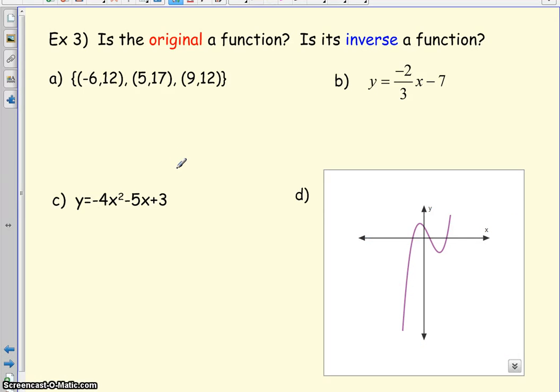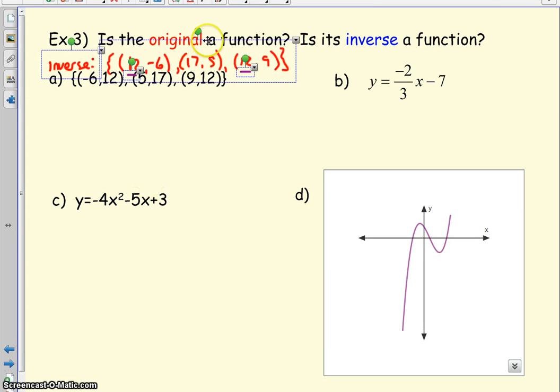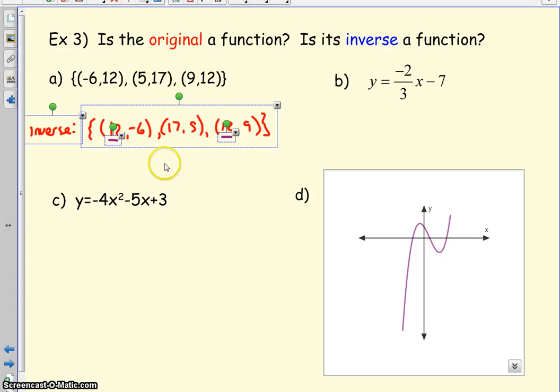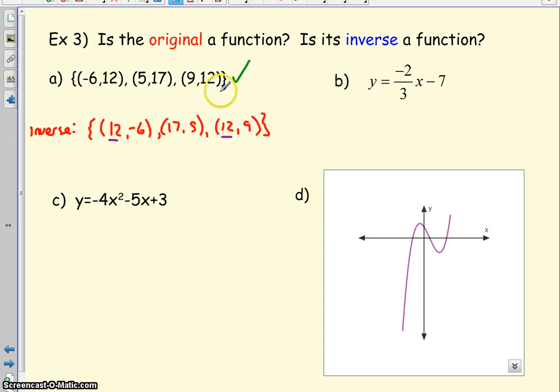Okay, so let's move on and try something else now. And we've already seen an example, in fact, it was this one right here, about how even if the original is a function, like this one actually is, the inverse might not be a function. So we saw back on an earlier slide that the inverse of this one happens to be this. And you can see that while the original is a function, the inverse is not, because when x equals 12, you have two different y values. Okay, so let's take a look at a few other ones and see what we can get.